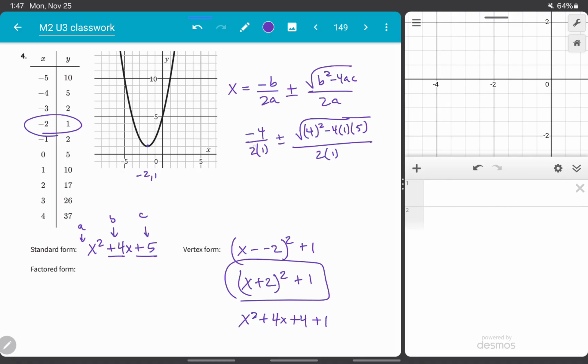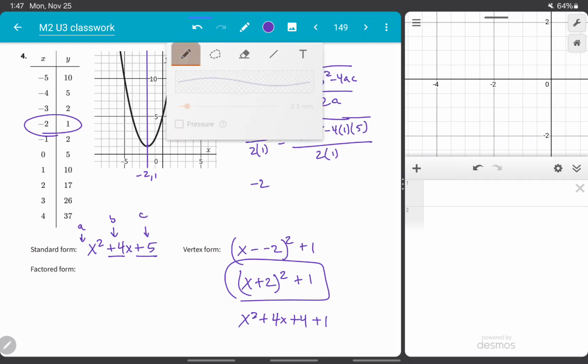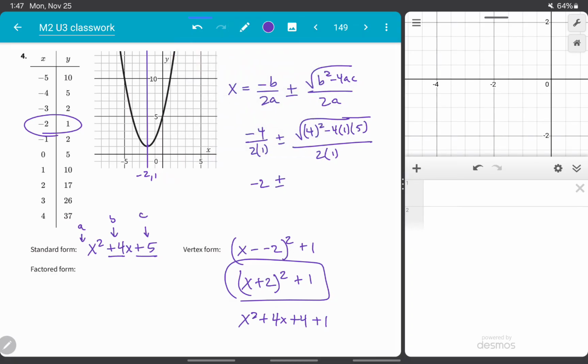So this is going to be -2, which makes sense because my axis of symmetry is right here at -2, and that's also the x-value of the vertex. And then I'm going to have plus or minus something, and I'm going to have a 2 on the bottom. This looks like it's going to be 16 minus 20. So 16 minus 20, well, that's square root of -4.